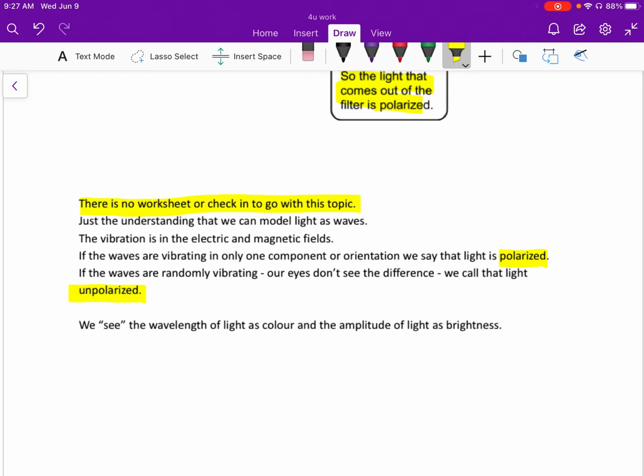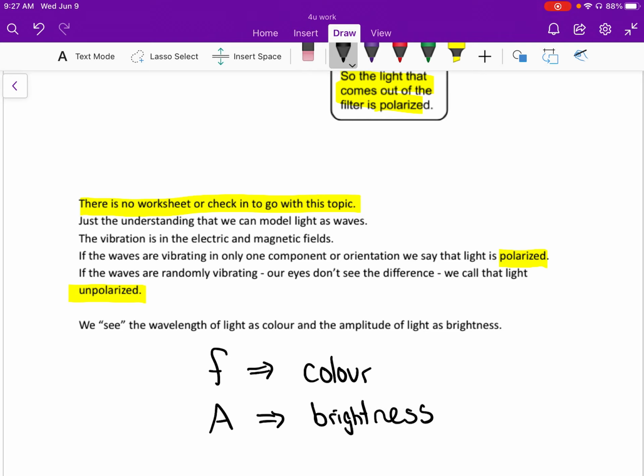What our eyeballs do see, what's going to come up over and over again, is we see the frequency of light shows up as color, and the amplitude of the light, which is energy, shows up as the brightness of the light. That's kind of the wave model of light. I'm going to label that because later that's going to get confusing when we start talking about Unit 5, but we'll save Unit 5 for another day.